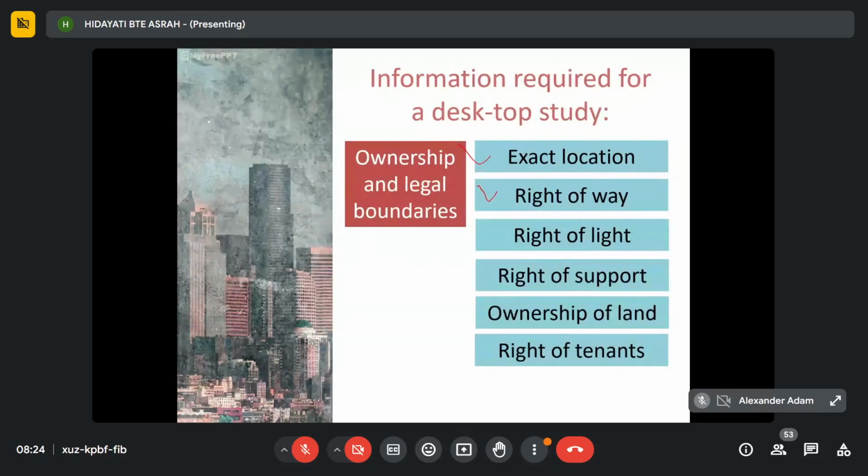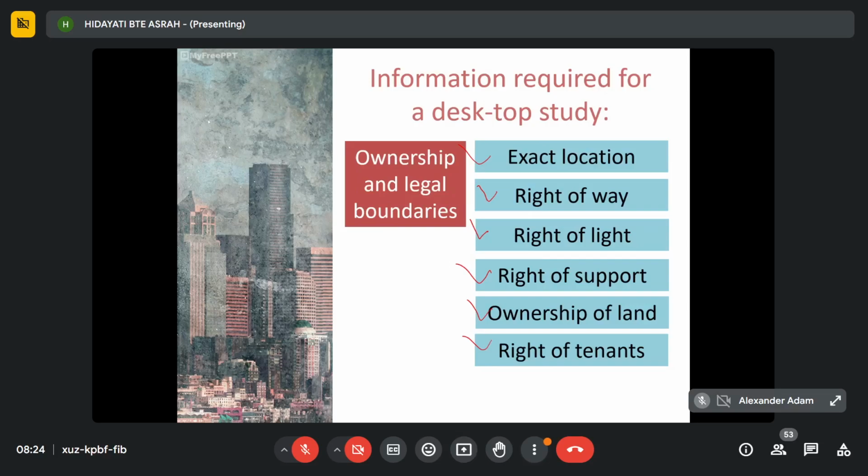If you have a map, some maps already allocate a right of way, meaning that you can construct a road on that location if there's a right of way. Then right of light, and right of support. Right of support is for adjoining properties. You can also check ownership of the land and the rights of the tenants. These are the information required under ownership and legal boundaries.